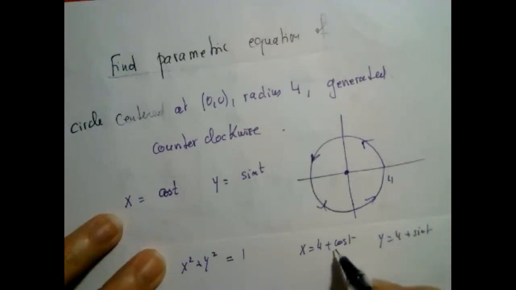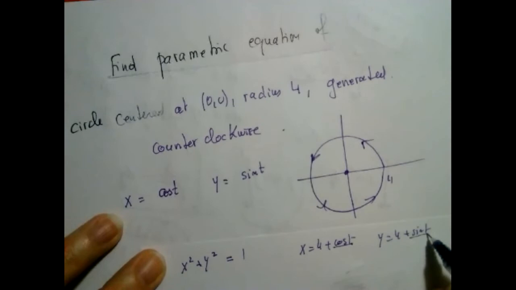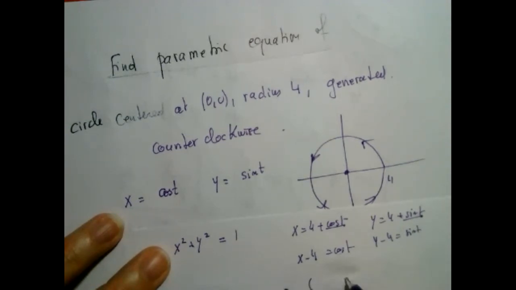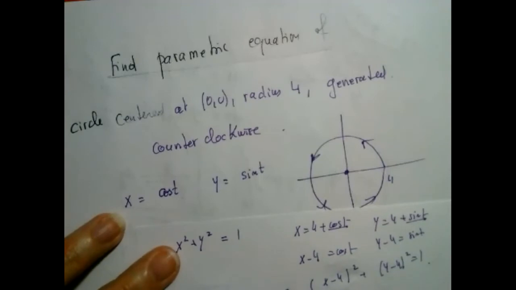But then I need to isolate the cosine and I need to isolate the sine. This is going to give me x minus 4 for the cosine, and this will give me y minus 4 for the sine. So according to you, I'm going to have this squared plus this squared equal to 1. That's not a circle centered at the origin. That's a circle centered at 4, 4 with radius 1. Are you with me? Yeah, I got it. Okay.